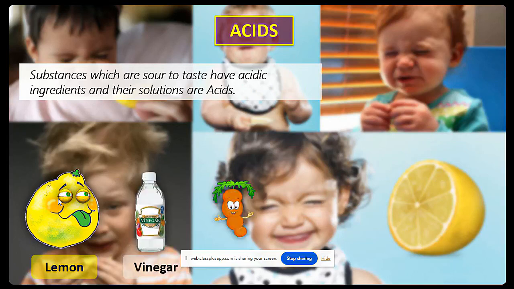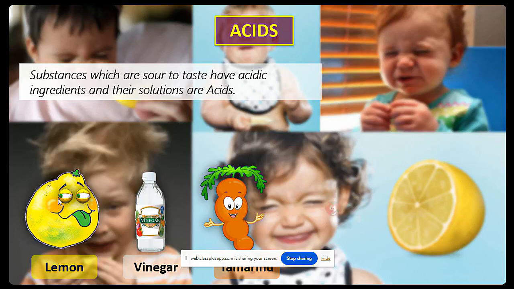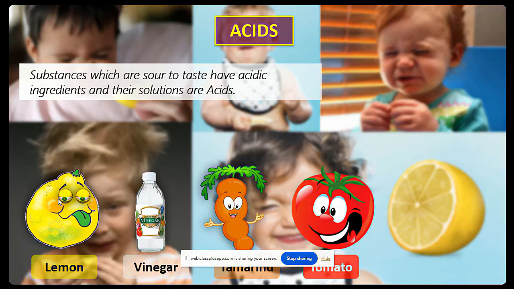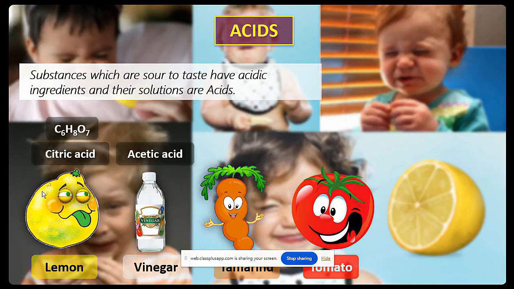Now if you see here, the lemon, vinegar, tamarind, tomato, etc. These are a few examples which give a sour taste. Is it right? So what are the acids present in these substances? Lemons consist of citric acid, and its chemical formula is C6H8O7. And vinegar has acetic acid, CH3COOH.